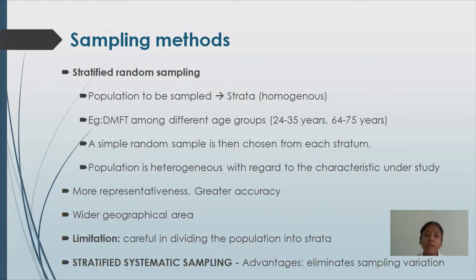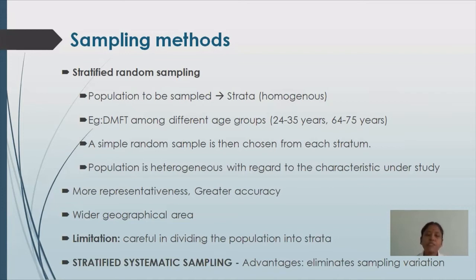So a simple random sample is then chosen from each stratum. But the population is heterogeneous because 24 to 35 is different from 64 to 75. So this population is heterogeneous with regard to the characteristic under study. The main advantage of this sampling is it has more representativeness and greater accuracy and covers a wider geographical area. But the main limitation is we should be careful in dividing the population into strata.